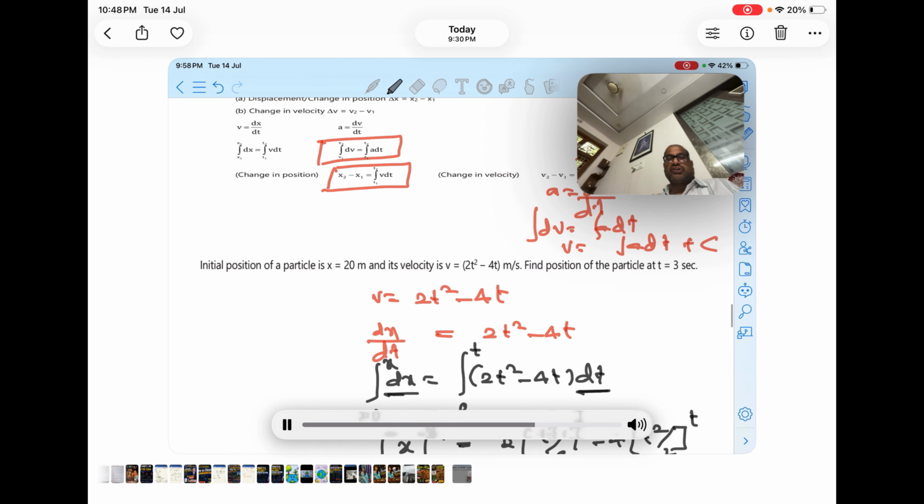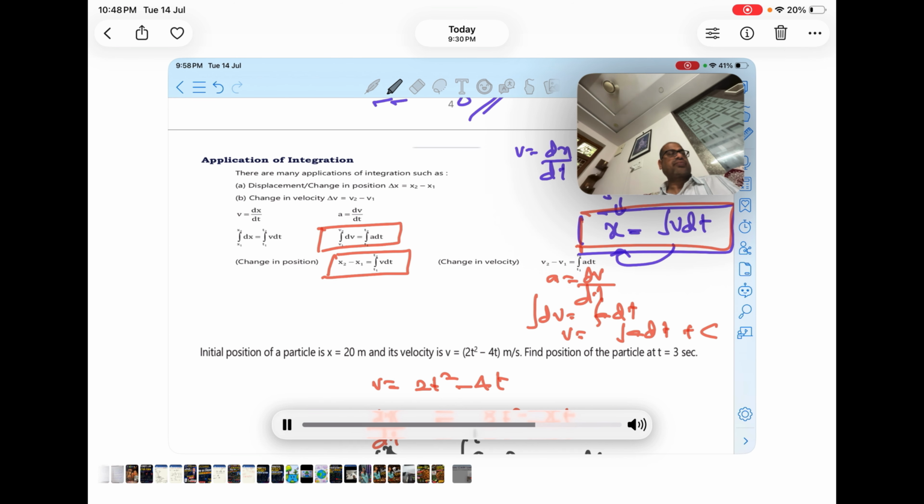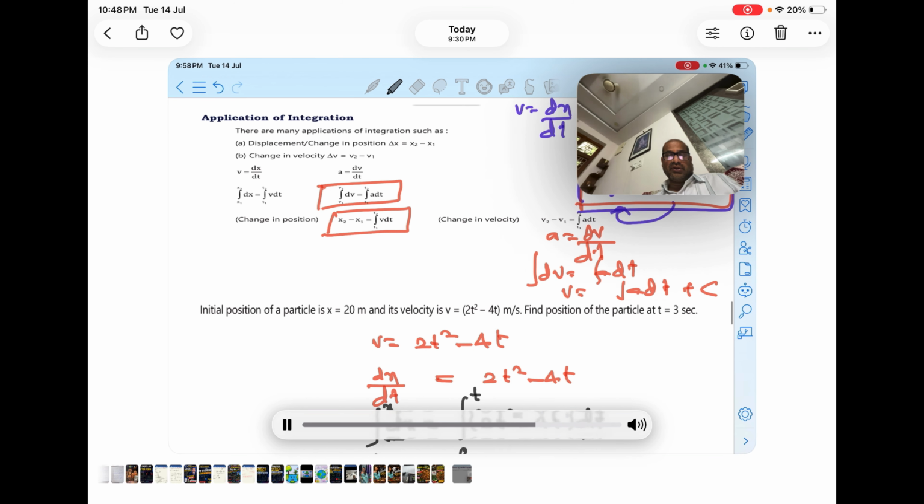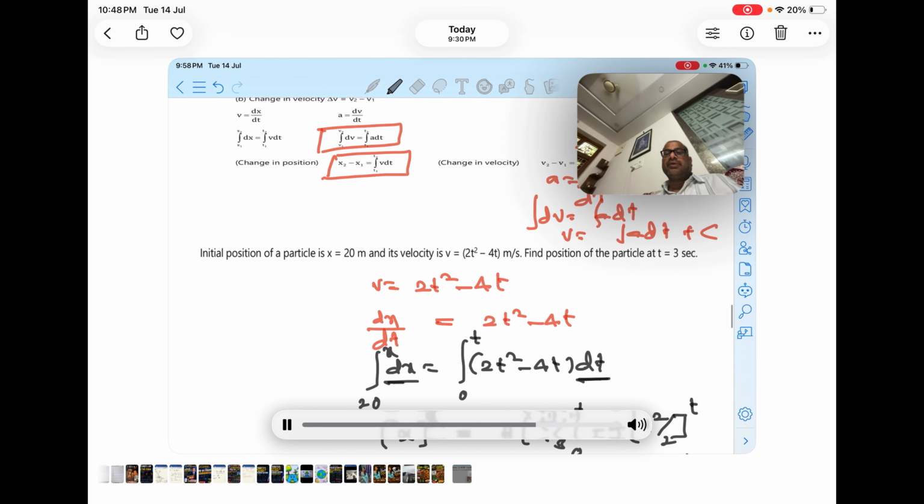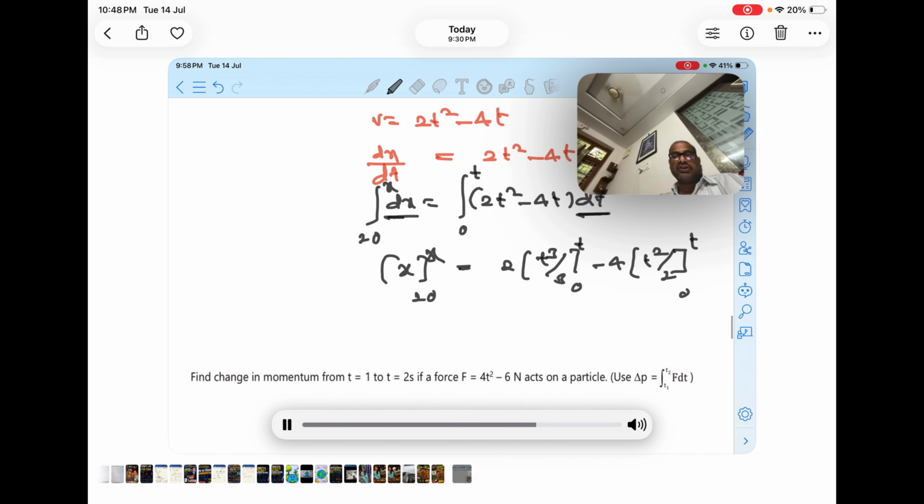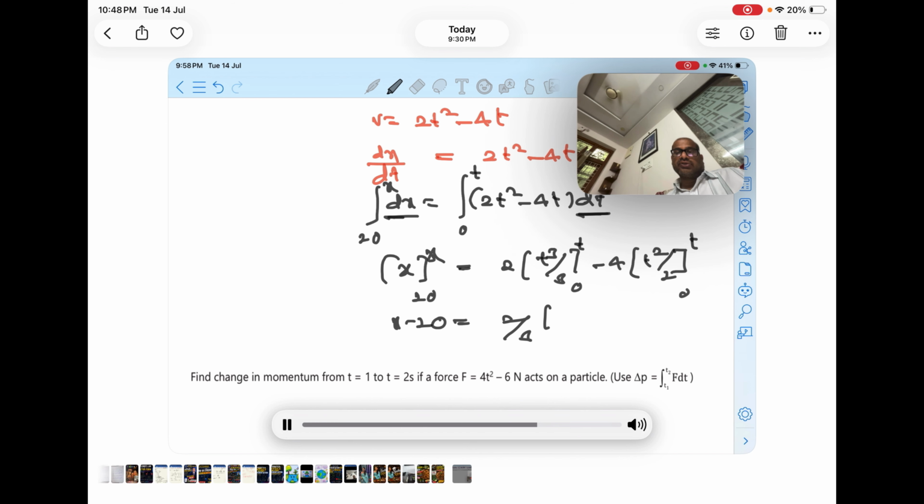So if we integrate velocity, we are getting displacement or position, isn't it? So it depends. Upper limit minus lower limit is equal to 2 by 3 into t cube minus 2 into t square. Why will it be 0? Upper limit minus lower limit is 0. So now this x becomes 20 plus 2 by 3 into it.